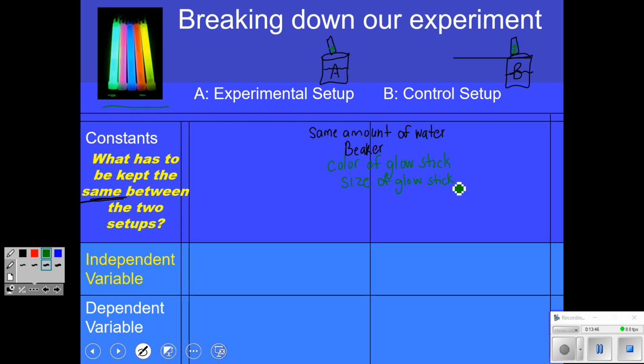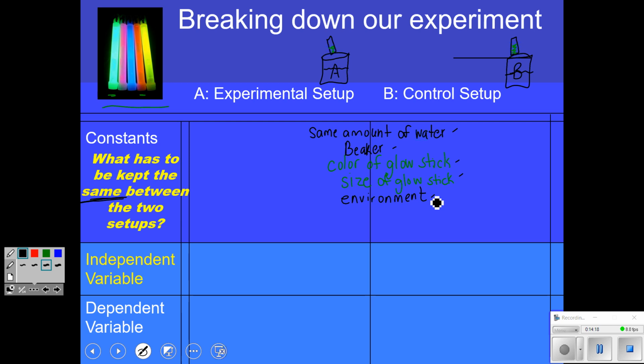All right, now you could go on and on with these things that need to be kept the same. You could say that the environment that both of these are sitting in needs to be the same. You could go on and on with what you should keep the same. That's why they're called controlled variables. These are all things that could affect a change in your results, but you're controlling them between your 2 setups to make sure that they don't affect a change.